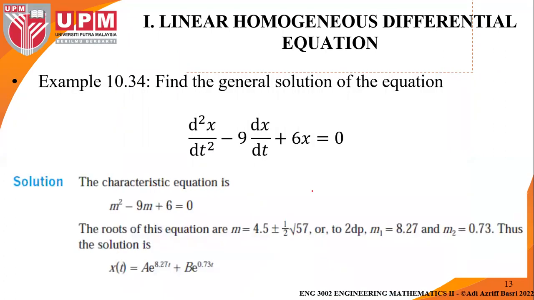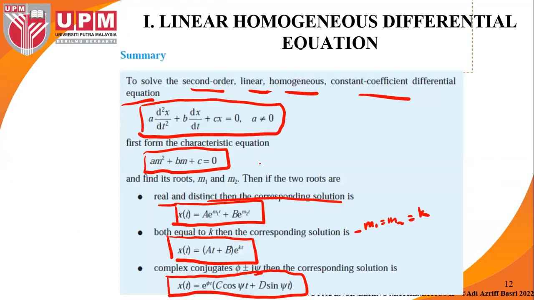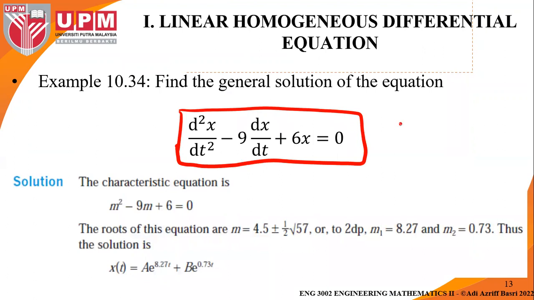Here we go for examples, so you can see more directly. Find the general solution of these equations. We know the equation is a second order linear equation, which is d square x divided by dt square minus 9 dx over dt plus 6x. From here we can use the first one, where you have am square plus bm plus c, so automatically am square plus bm plus c is equal to 0.